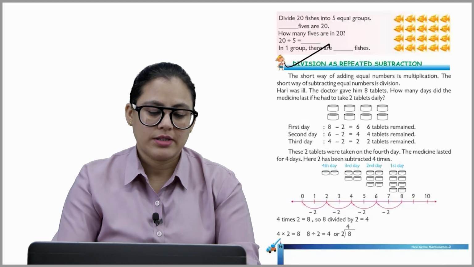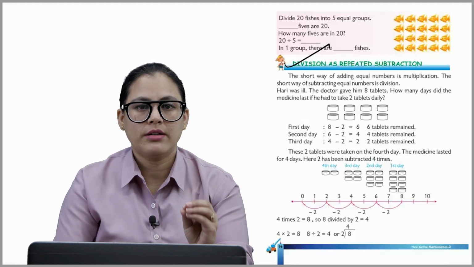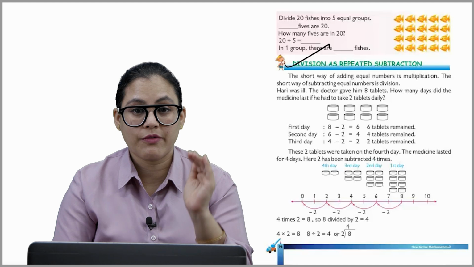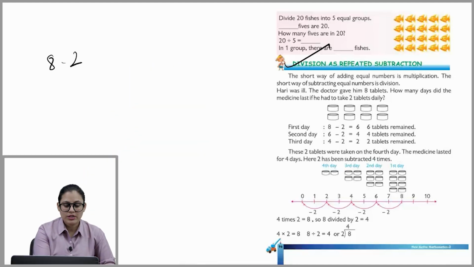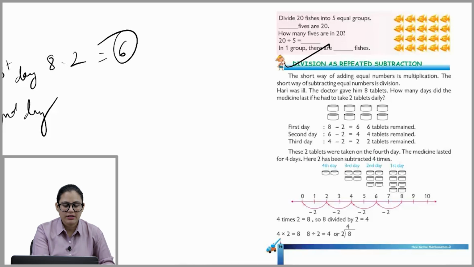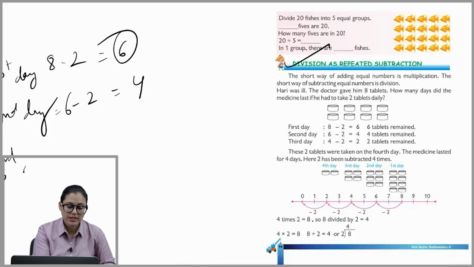First day. See, total number of tablets are 8, and every day he takes 2 tablets. First day, 8 minus 2 is equal to 6. This is the first day. Now, second day, what will you do? Now, 6 tablets are remaining, so you will minus. 6 minus 2 is equal to 4. Now, third day. How many tablets remained? 4. So, 4 minus 2 is equal to 2.